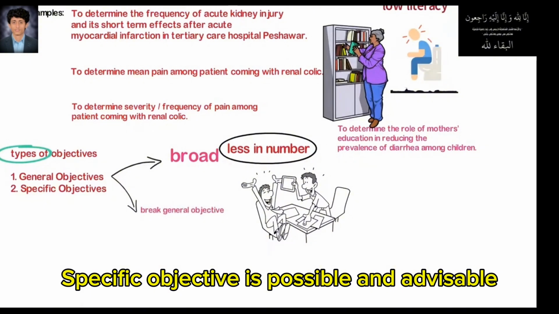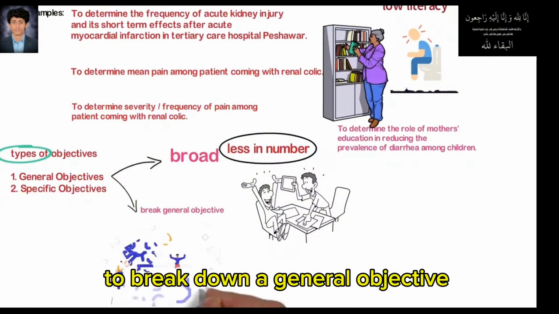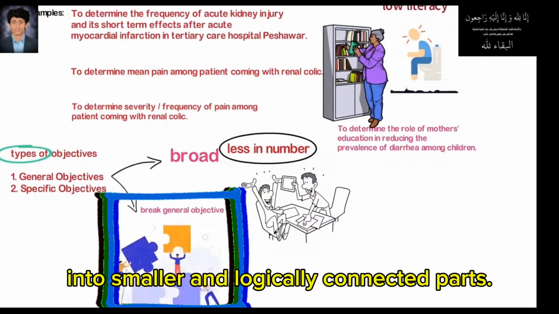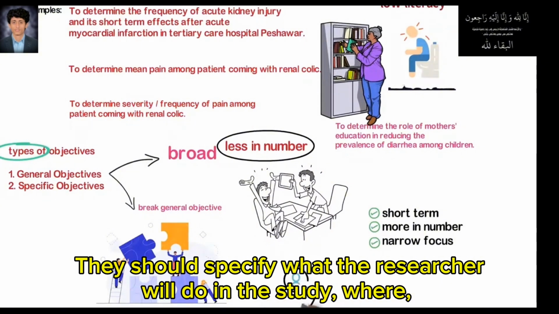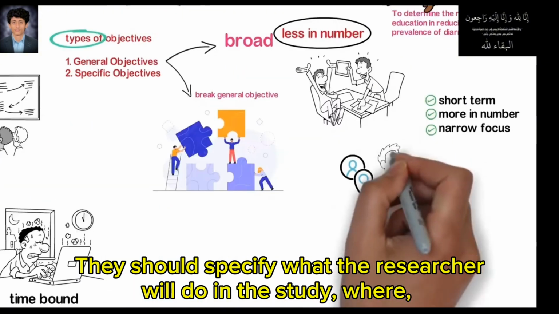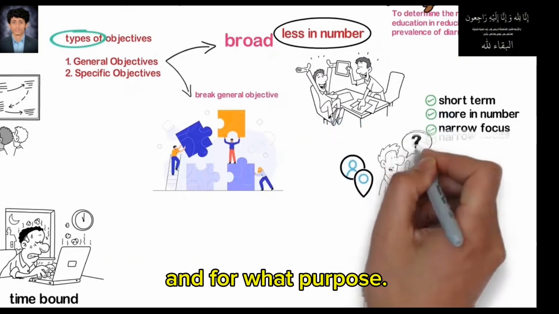Specific objectives: it is possible and advisable to break down a general objective into smaller and logically connected parts. These are short-term, more in number, and narrow in focus. They should specify what the researcher will do in the study, where, and for what purpose.